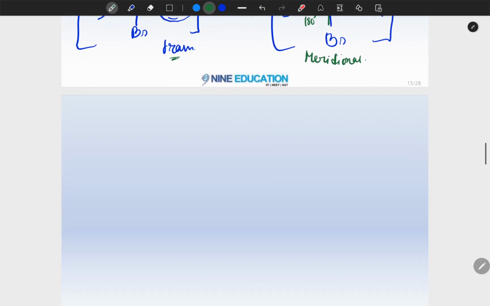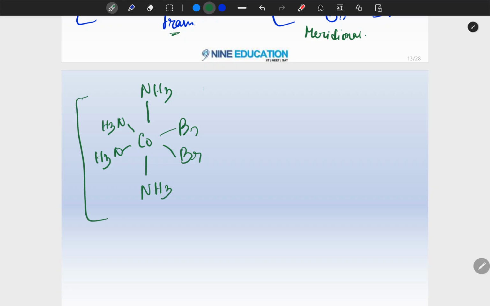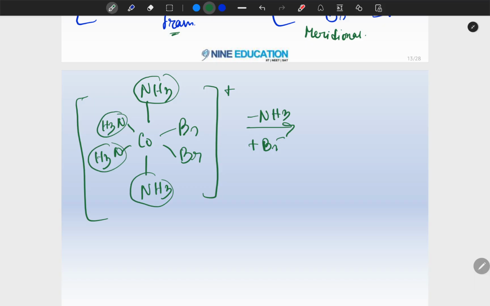Now if I consider the cis form, then what will happen? So this is the cis form that I am drawing over here. So again ammonia in the cis form, bromine will also be cis to each other, NH3. So this is the cis isomer. If I replace one ammonia ligand with one Br minus, then what will happen? So in this case ammonia ligands are present both in the axial positions as well as in the equatorial position, right?